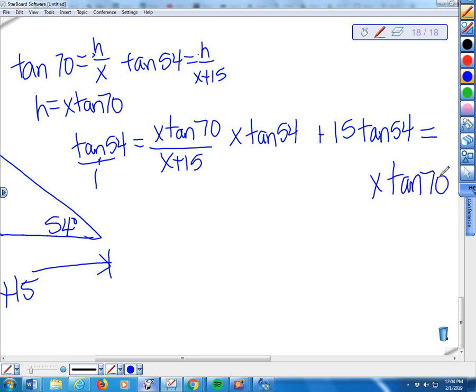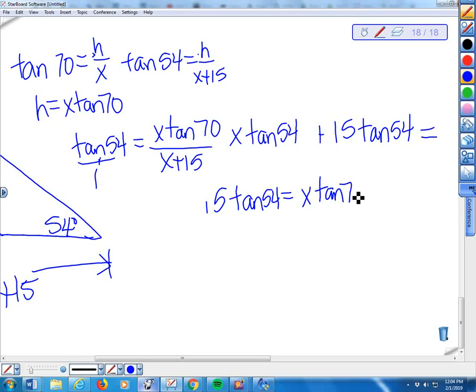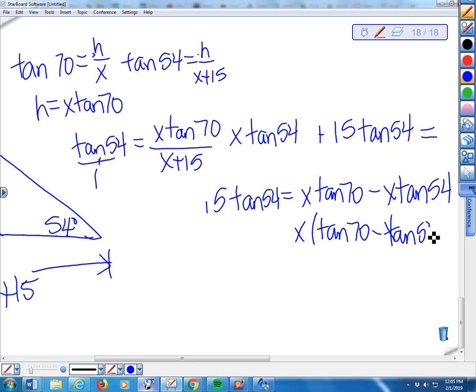Well, I need everything with an x on one side, everything without an x on the other. So I'm going to subtract. Well, maybe I'll just subtract this over here. So I have 15 tangent 54 equals x tangent 70 minus x tangent 54. Factor an x out. x times (tangent 70 minus tangent 54), and that's equal to 15 tangent 54.